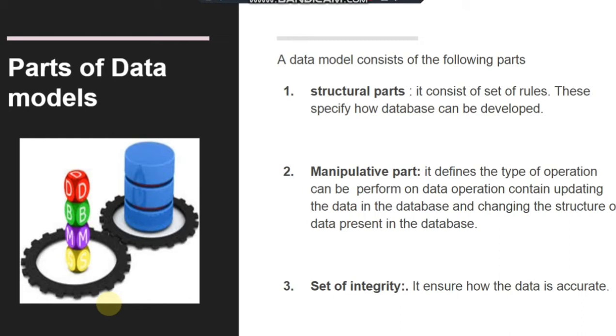The structure part delivers us the rules and constraints on the data present in the database or stored in the database. These rules specify how the database can be developed. So the database development rules can be specified by the structure part of a data model. Before development of a database, we specify which model is used in the database. With the help of the data model, we develop the database.